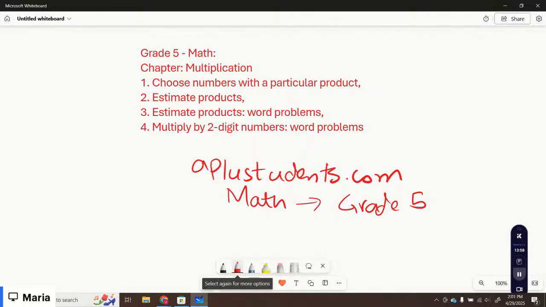We're going to start with the chapter multiplication. The lessons we're going to cover today are choose numbers with a particular product, estimate product, estimate products word problems, multiply two-digit numbers word problems. So please make sure you have your notebook and pencil so that you can note down the important examples and definitions as well.